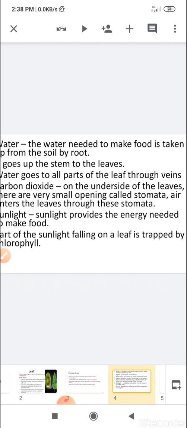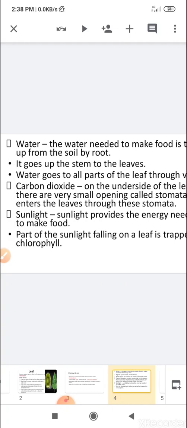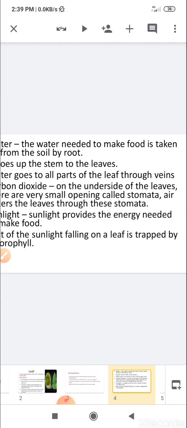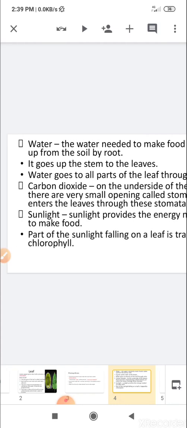These small holes, which are called stomata, are where air enters the leaf. Next, which is important for photosynthesis, is sunlight. Sunlight provides the energy needed to make food. Like we need energy to perform various activities, in the same way sunlight provides the energy to the plants to make their food. If sunlight is not there, then plants cannot make their food.